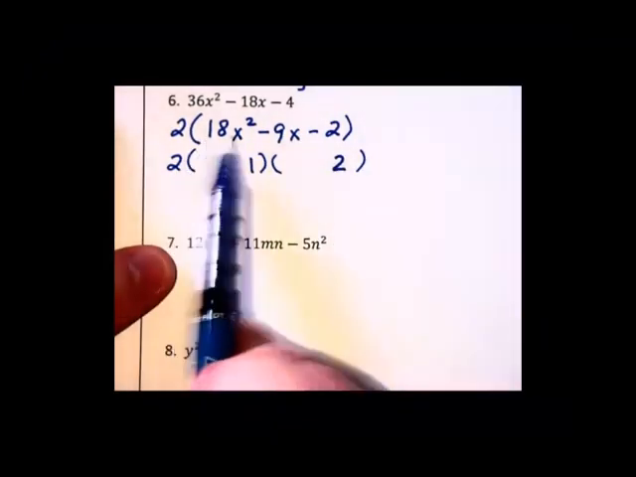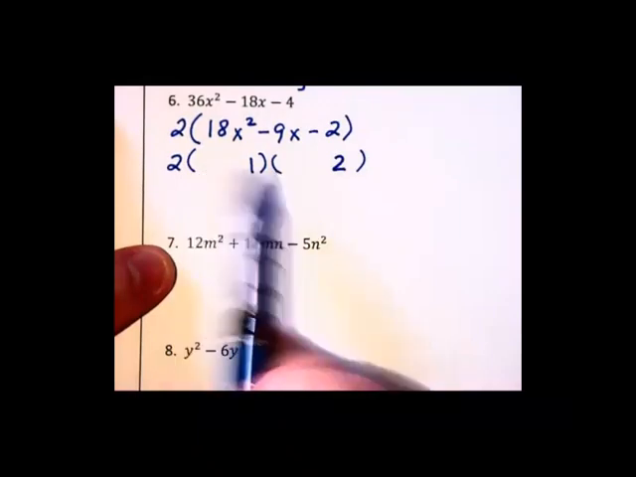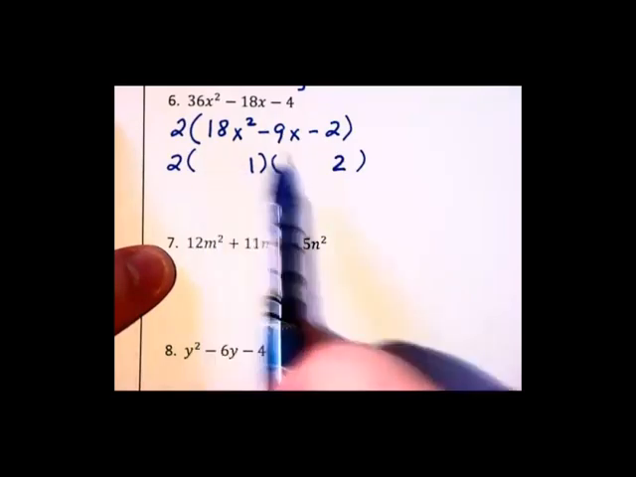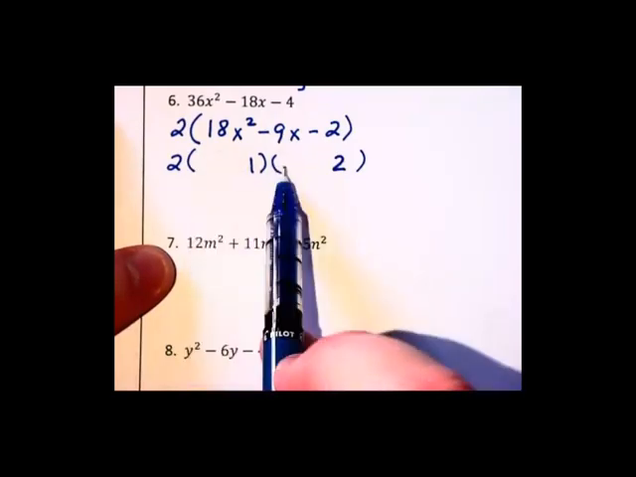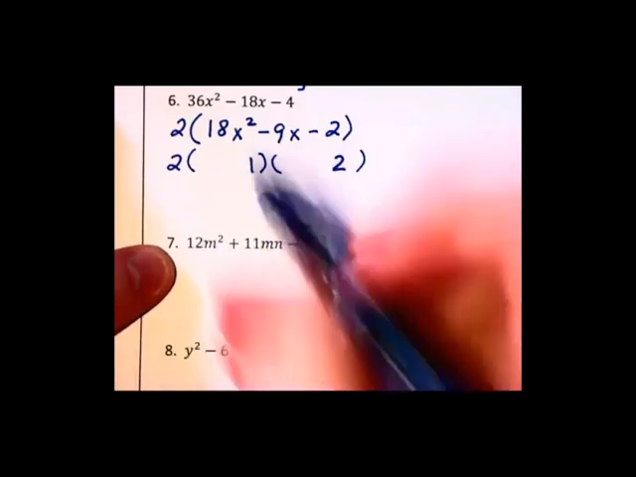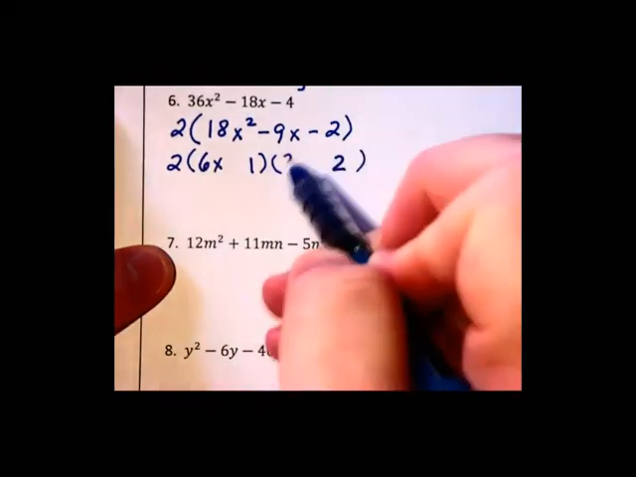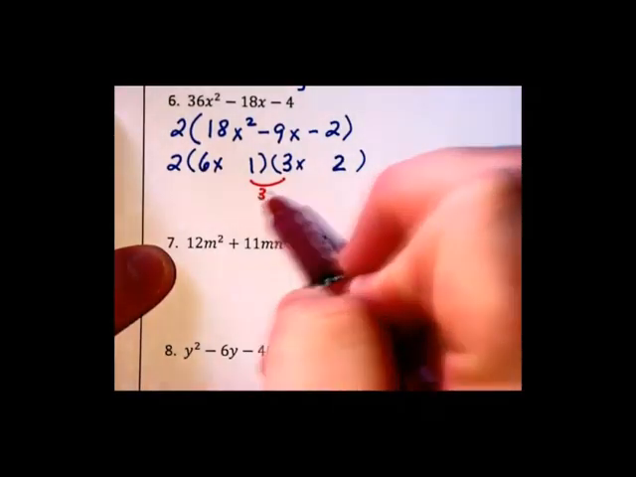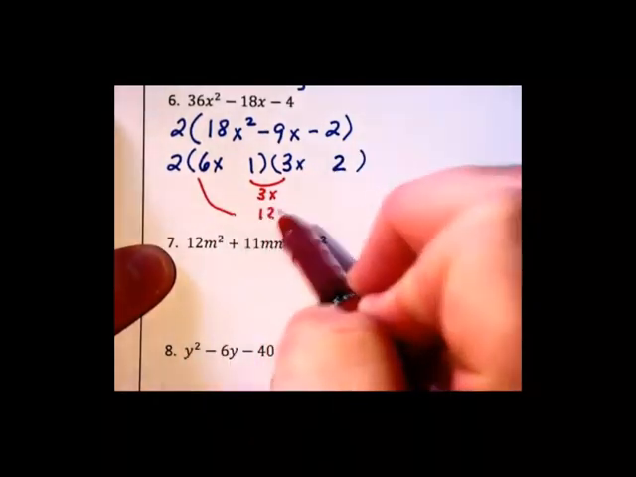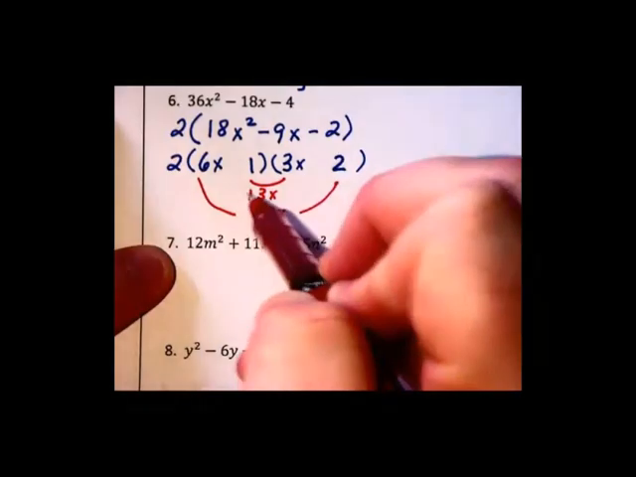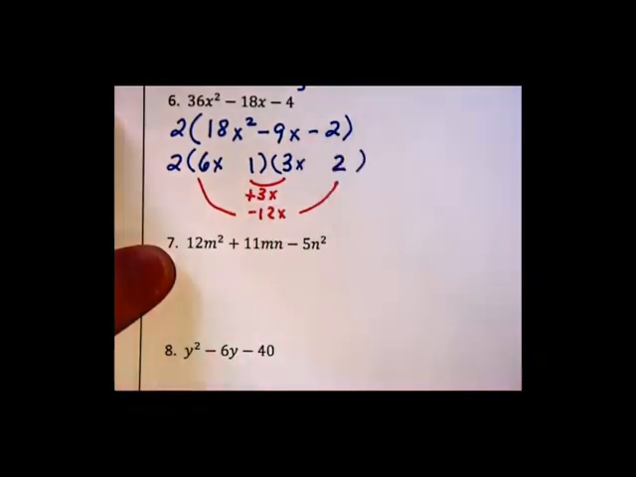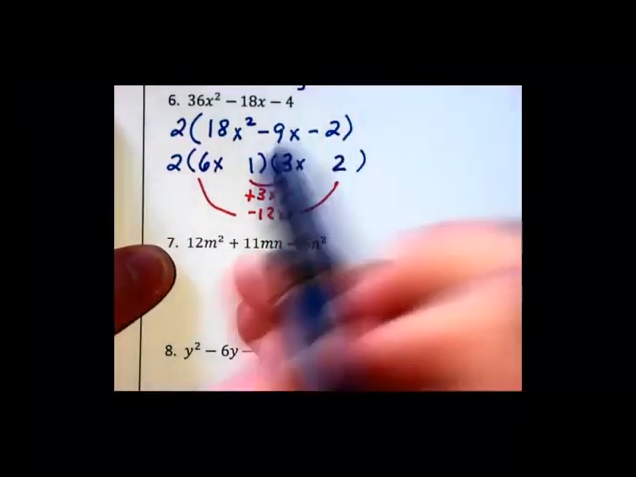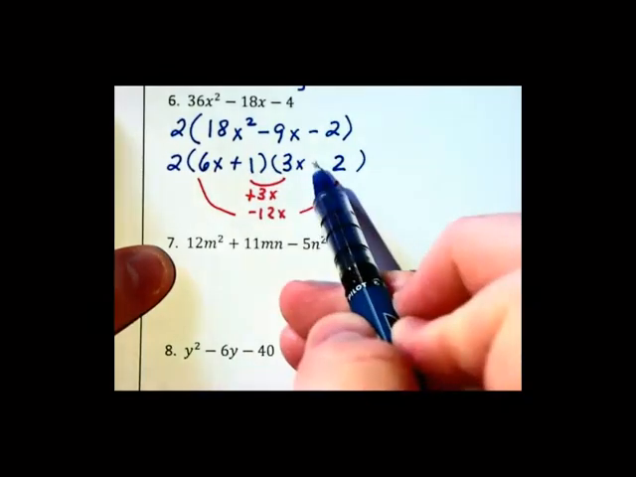Now I've got to play around with that 18. It's either 1 and 18, 18 and 1, neither of those work, 2 and 9, 9 and 2, nope, 3 and 6, nope, 6 and 3, 6x, 3x. Notice how inner I have a 3x, outer 6 times 2 makes a 12x, and I want a positive 3 and a negative 12 adding up to that negative 9 that we see in the middle of the original problem. So to make that positive 3, I need a plus right there and a minus right there.